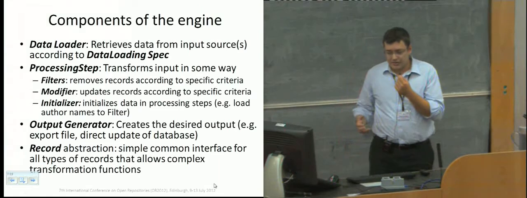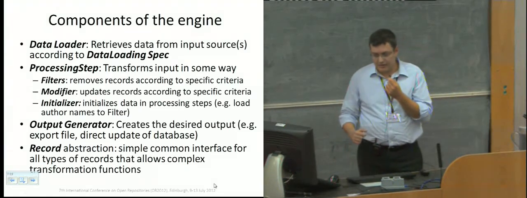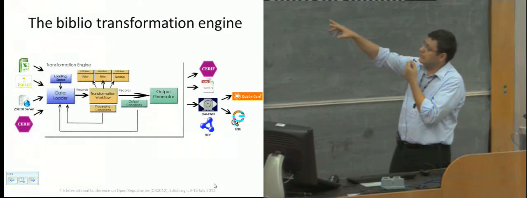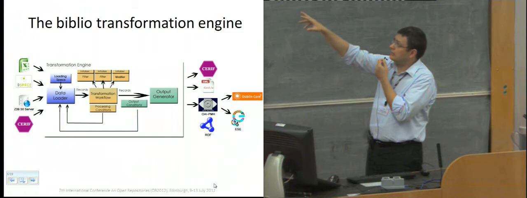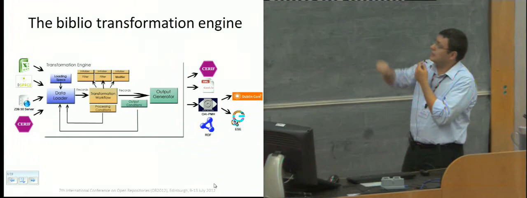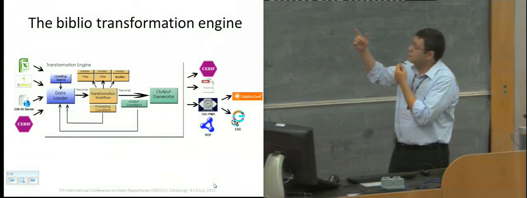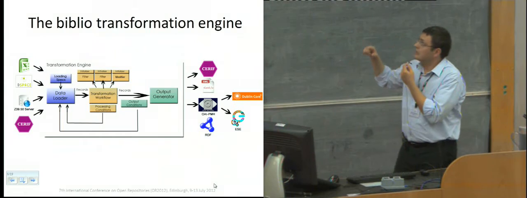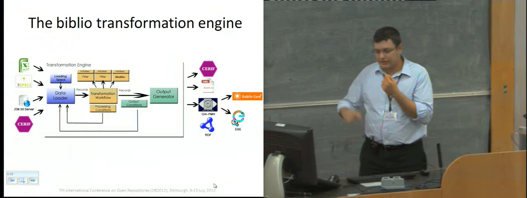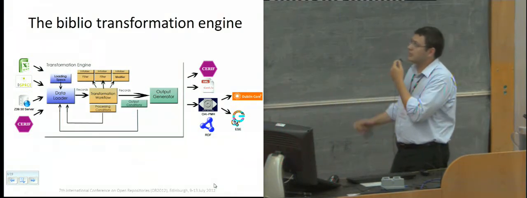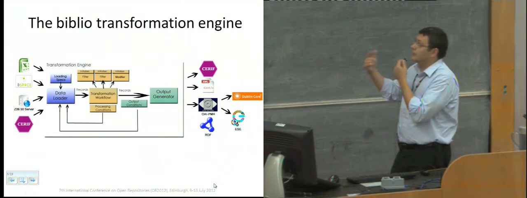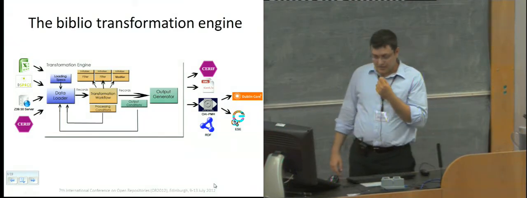Then we have the output generator, which creates the desired output. And between the data loading, the transformation workflow and the output generator procedures, there are conditions that enable the system to go back to data loading and perform some additional loading of data before going further to the next step.